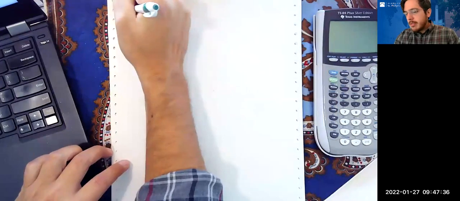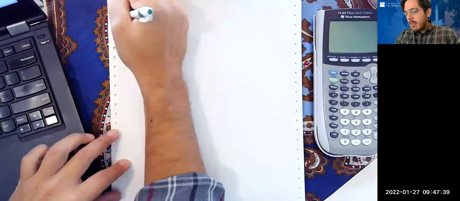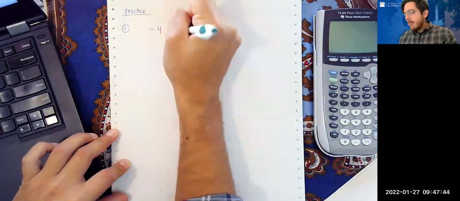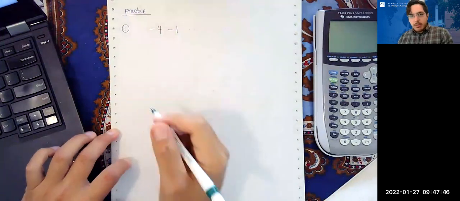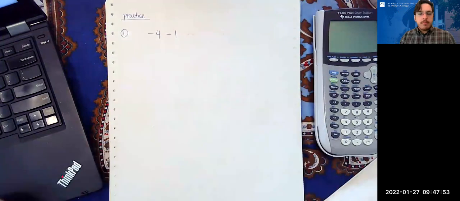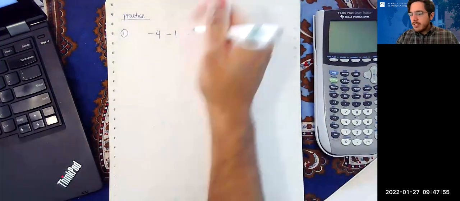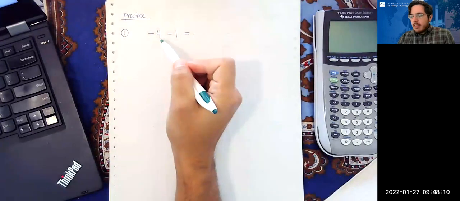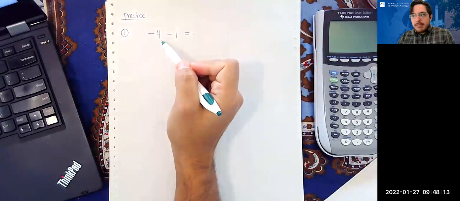So here's some practice problems. -4 minus 1. Let's work through this together. Anybody tell me what this should be? -3. Let's see. You're saying -3? Okay.